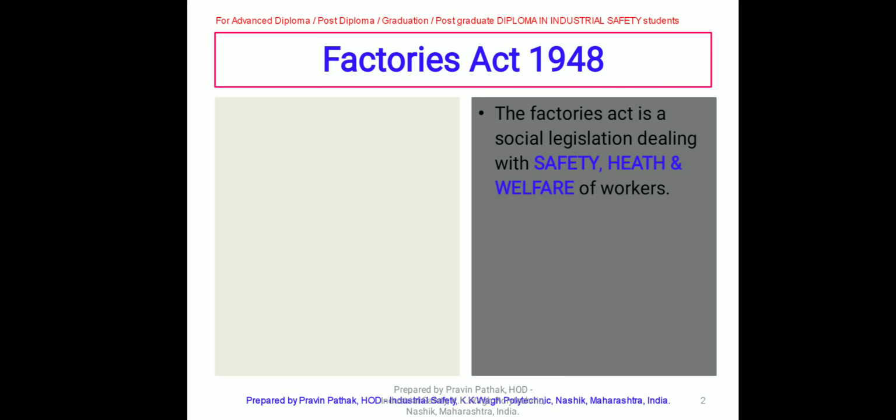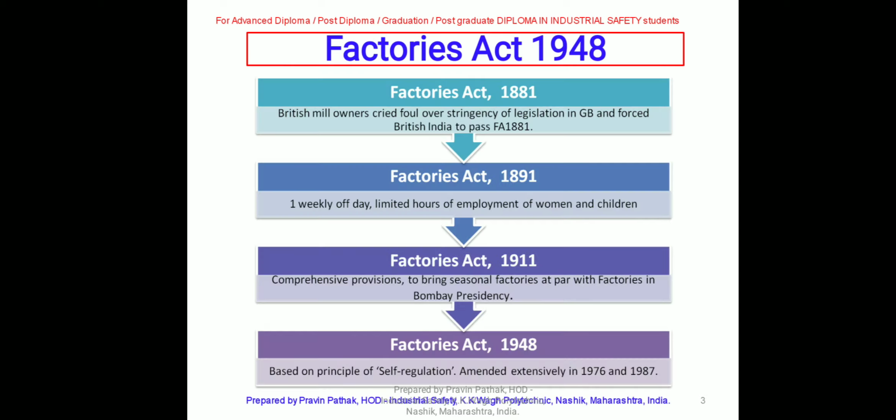The Factory Act is a social legislation dealing with three main elements, that is safety, health and welfare of workers. It is the oldest labour legislation which enforces ratified ILO conventions, that is International Labour Organization, and permits state governments to make rules. So, for example, Maharashtra state is going to make its rules under the guidelines of the Factory Act. So what exactly does the Factory Act contain or focus on?